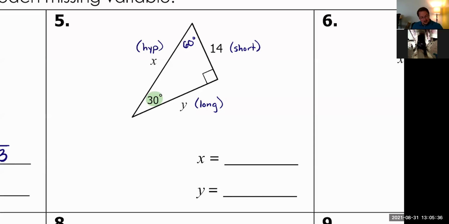So X is the hypotenuse. To find the hypotenuse, you do 2 times the shorter leg. 2 times 14 is 28. To find the longer leg, you take the short leg times the square root of 3, which is just 14 times square root of 3.